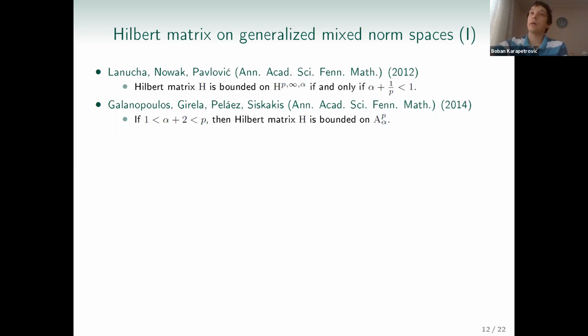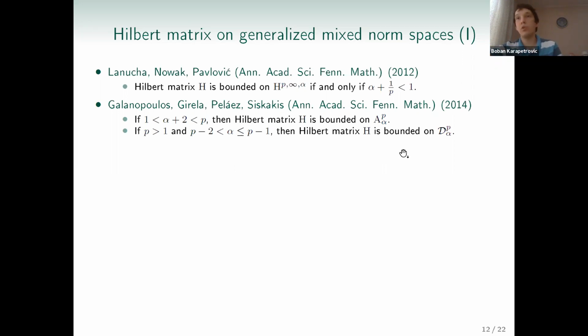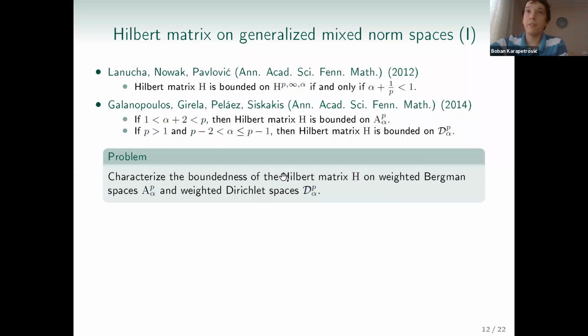And we do not have the other implication here. Also, if P is greater than 1 and alpha is between P minus 2 and P minus 1, then H is bounded on the Dirichlet space, D P alpha. After this paper, we have the following problem. Can you give a complete characterization of the boundedness of the Hilbert matrix H on weighted Bergman spaces AP alpha or on the weighted Dirichlet spaces D P alpha?